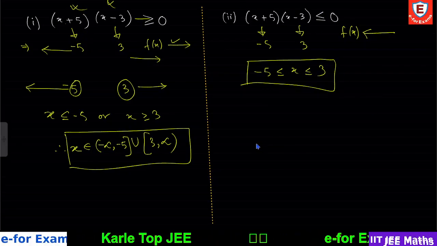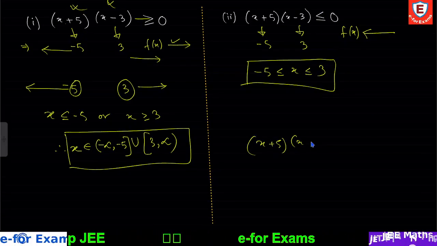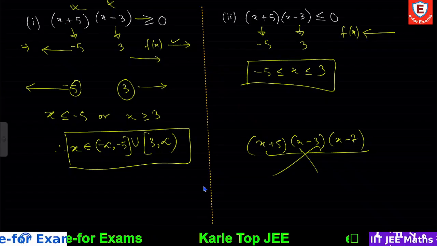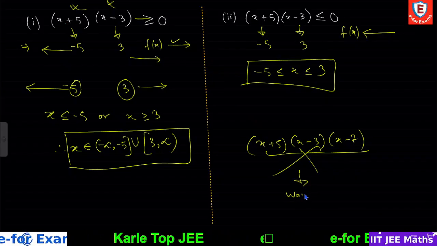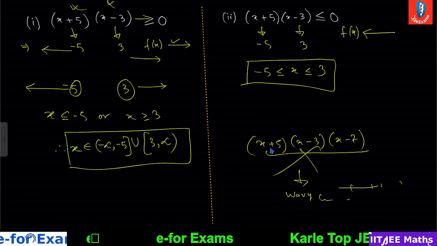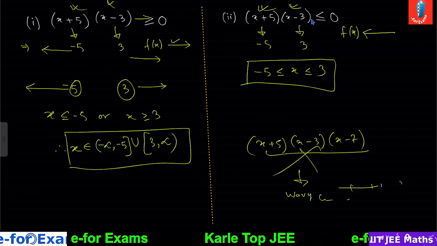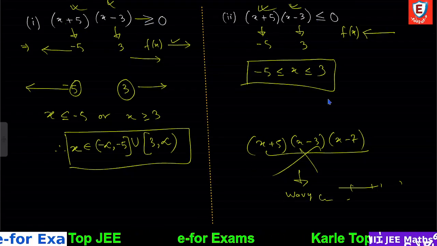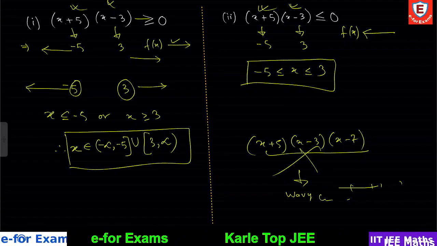If there are 3 factors, x plus 5, x minus 3, x minus 7, there are 3 brackets, so we cannot use this direct method. In that case, we will use the wavy curve method, plotting points. We cannot do the shortcut. For 2 brackets or 2 linear factors, we can use directly arrow away or arrow coming, arrow towards or arrow going away.